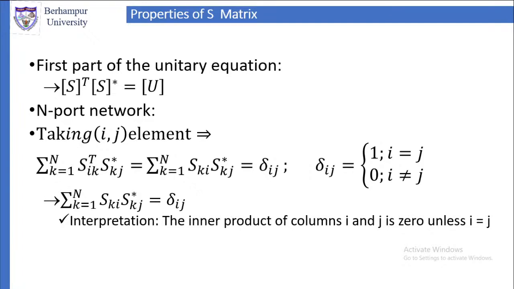Now what is the physical interpretation of this? Physical interpretation is simple. The inner product is Ski into Skj star. So that is 0 unless i is equal to j.